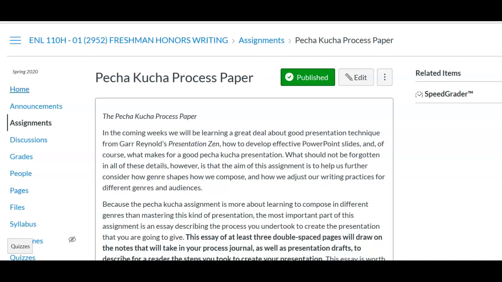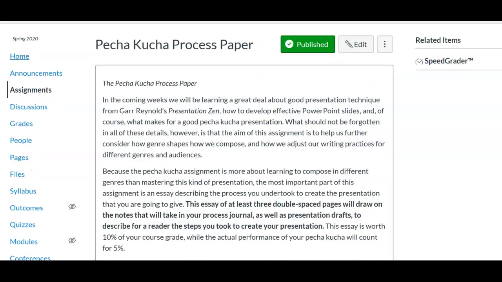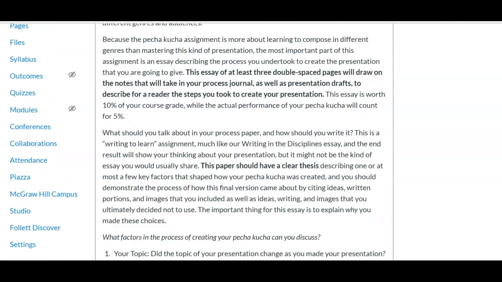This paper is described here on the assignment sheet section of our Canvas website, and I'm going to go over some of the basic details just so we're clear about exactly what's required. This assignment is going to be 3 double-spaced pages at the least, and the aim here is to draw on the notes that you've taken in your process journal, as well as any presentation drafts, or let's say your storyboard, to describe for a reader the steps you took to create your presentation.